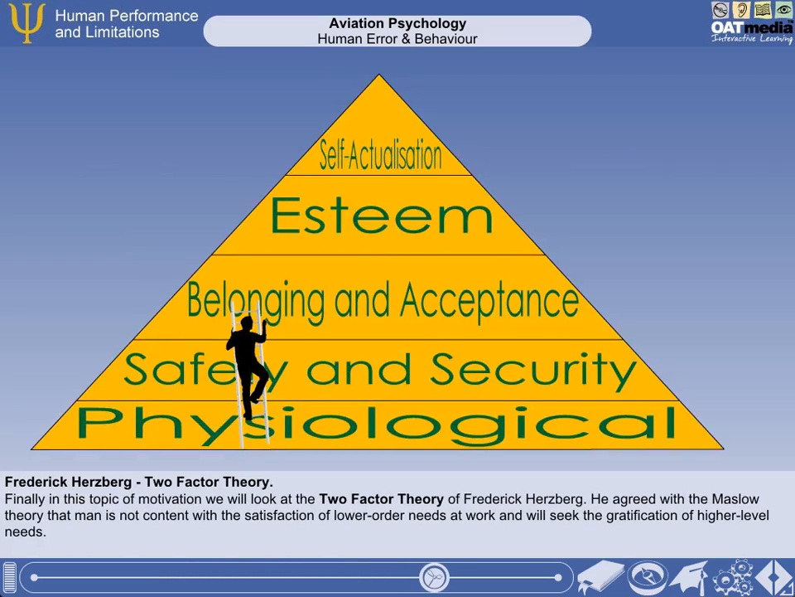Finally, in this topic of motivation, we will look at the two-factor theory of Frederick Herzberg. He agreed with the Maslow theory that man is not content with the satisfaction of lower-order needs at work and will seek the gratification of higher-level needs.